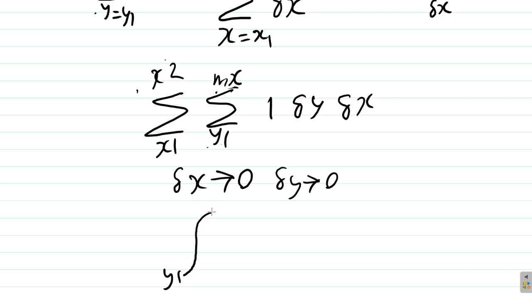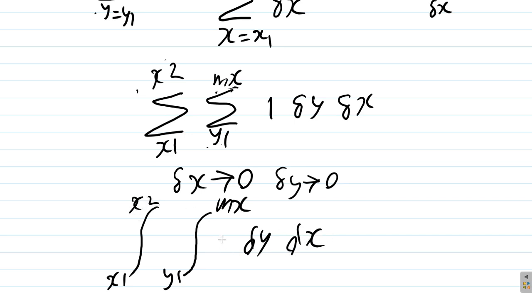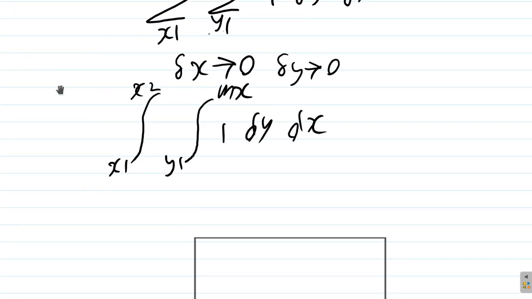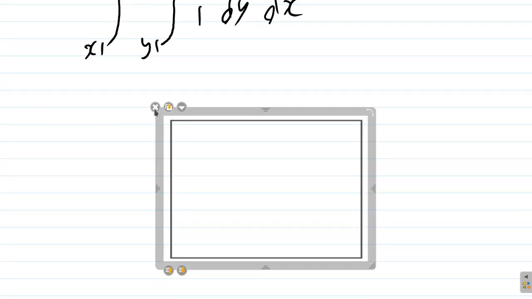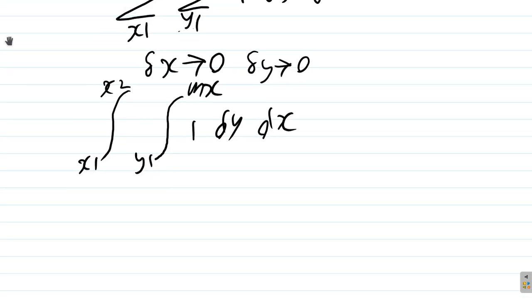You integrate from y1 to y2. In other words, from y1 to mx, whatever that is, of dy, because we changed to d, and you integrate from x1 to x2 dx, and integrate 1 there. Now, this rectangle was from our previous work. Alright, so here, let's integrate this from y1 to mx.